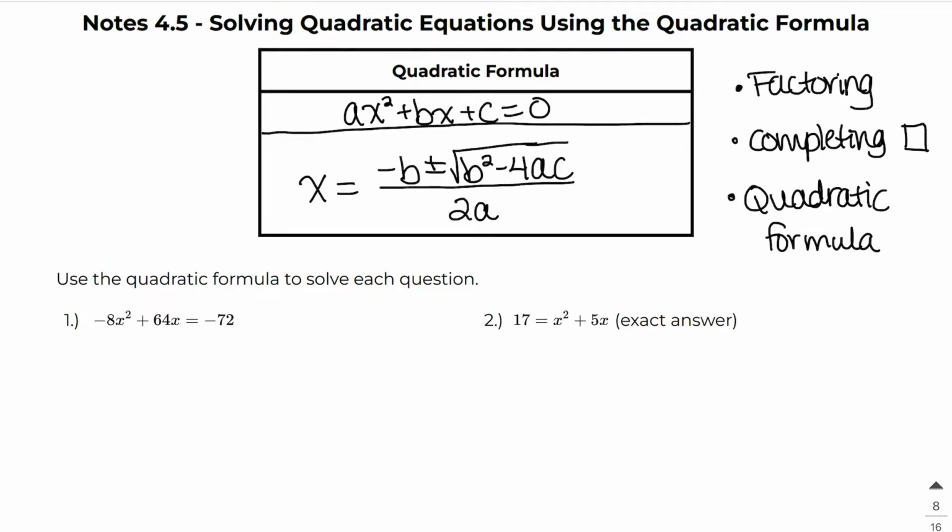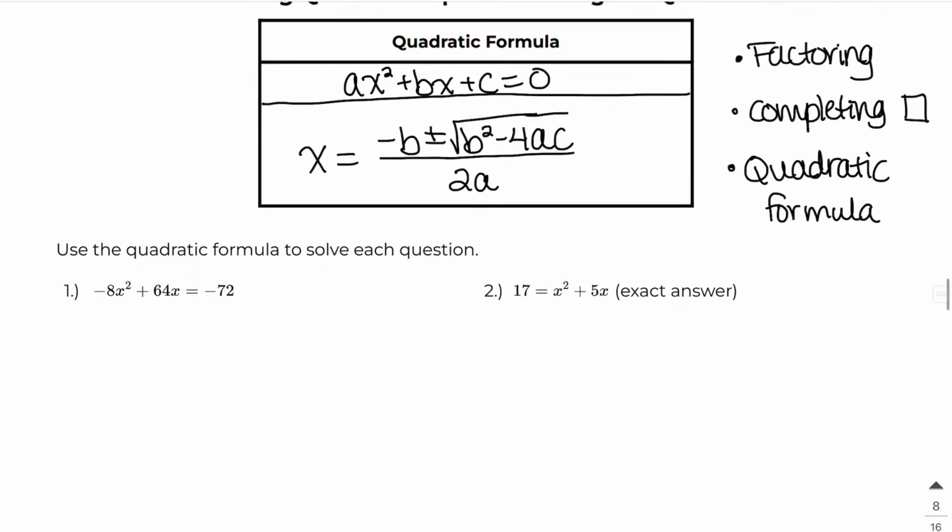Okay, so how do I use this? Literally, all you have to do is just identify what a, b, and c are. And once you do that, it is nice and easy. You just plug the numbers in and then you chug out an answer. You're going to plug and chug.